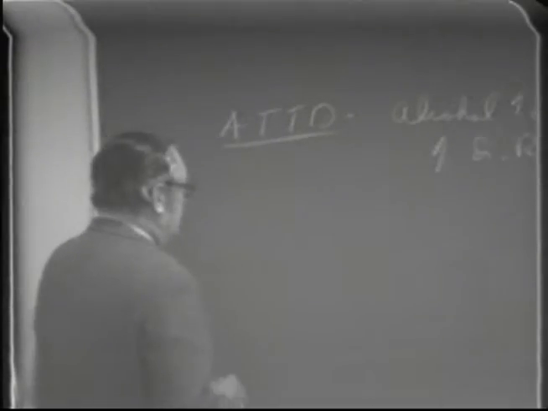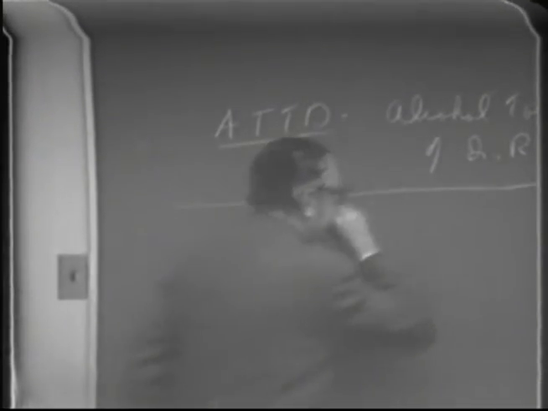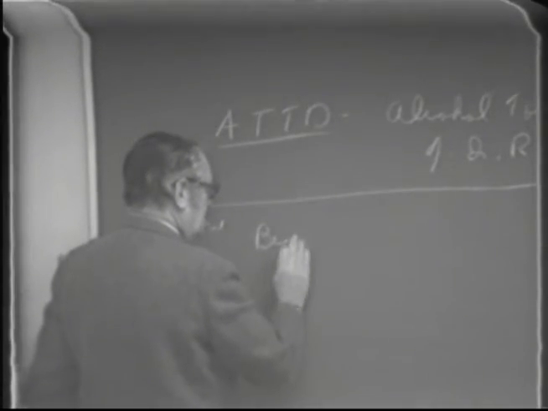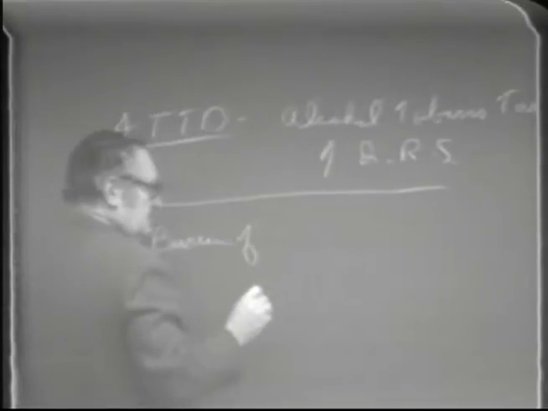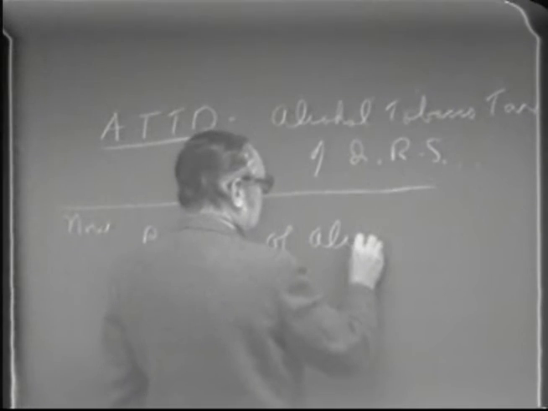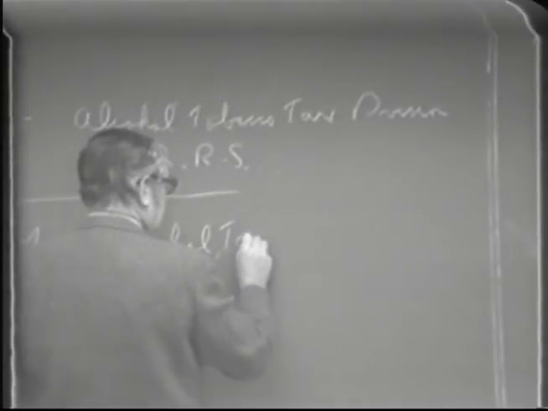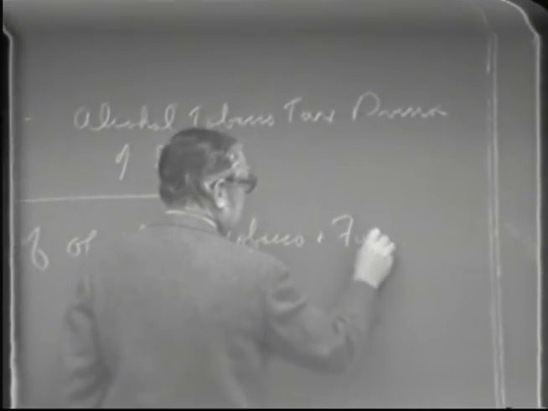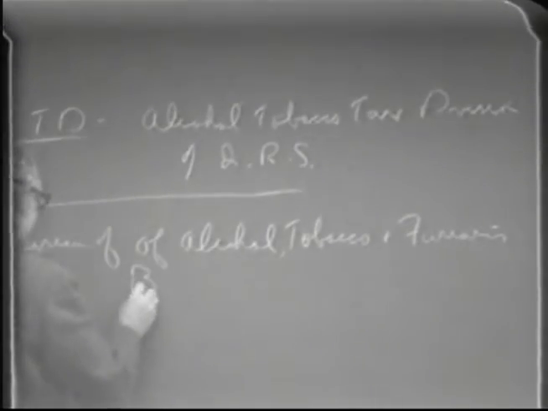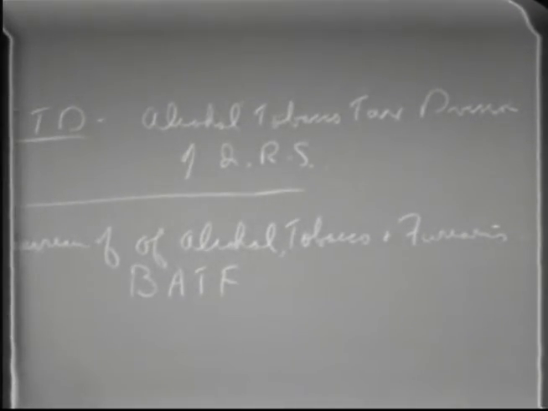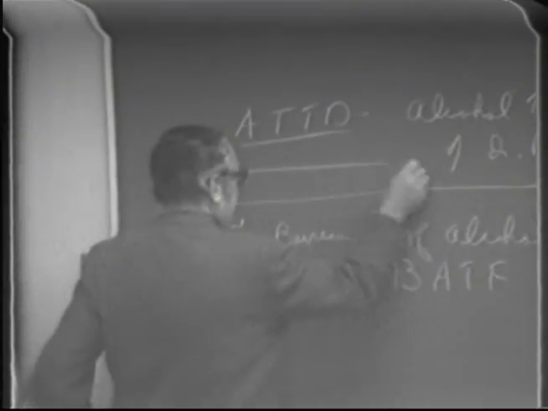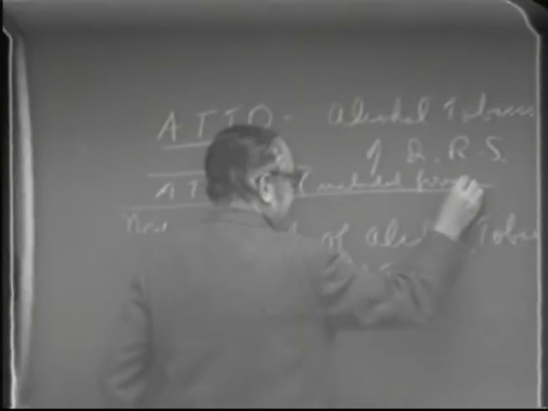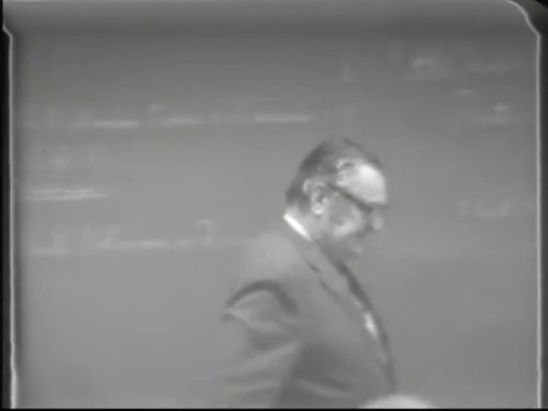But now it is no longer under the IRS, but now we have the Bureau of Alcohol, Tobacco and Firearms. And it has an abbreviation now, BATF, sort of who you refer to now. Well, even after it was called ATTD, they had a change and it went to ATFD, which included the firearms. But anyway, these are what the changes are at the present time.